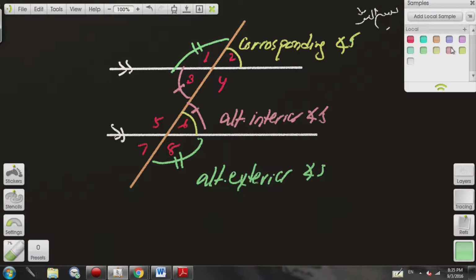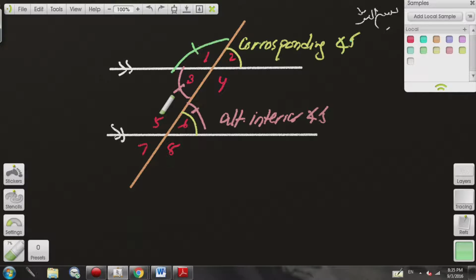And finally, running out of colors here. Finally, this angle here, number 5, and number 3 on the same side are consecutive interior angles. Okay, consecutive interior angles. So you gotta know the names of these, right? Corresponding angles, alternate interior angles, alternate exterior angles, and consecutive interior angles.